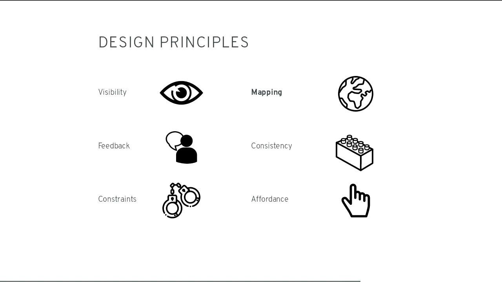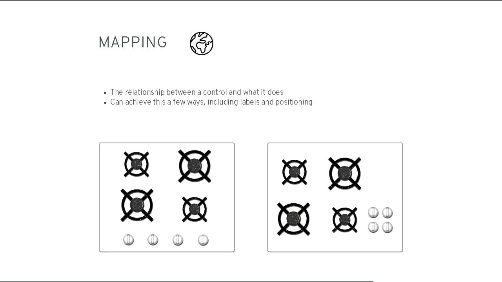All right, next one is mapping. This one is how a control relates to what it affects. So a really good example, the classic example, I guess, is these stoves. For the left one, you can't tell which ones they relate to unless you read the little labels or the little pictures underneath, right? And most stoves are like that. But with the right one, you can absolutely tell which knob relates to which stovetop, right? So that's another simple way that just the layout can convey this information to your user. And you can use labels, positioning, a few different techniques.